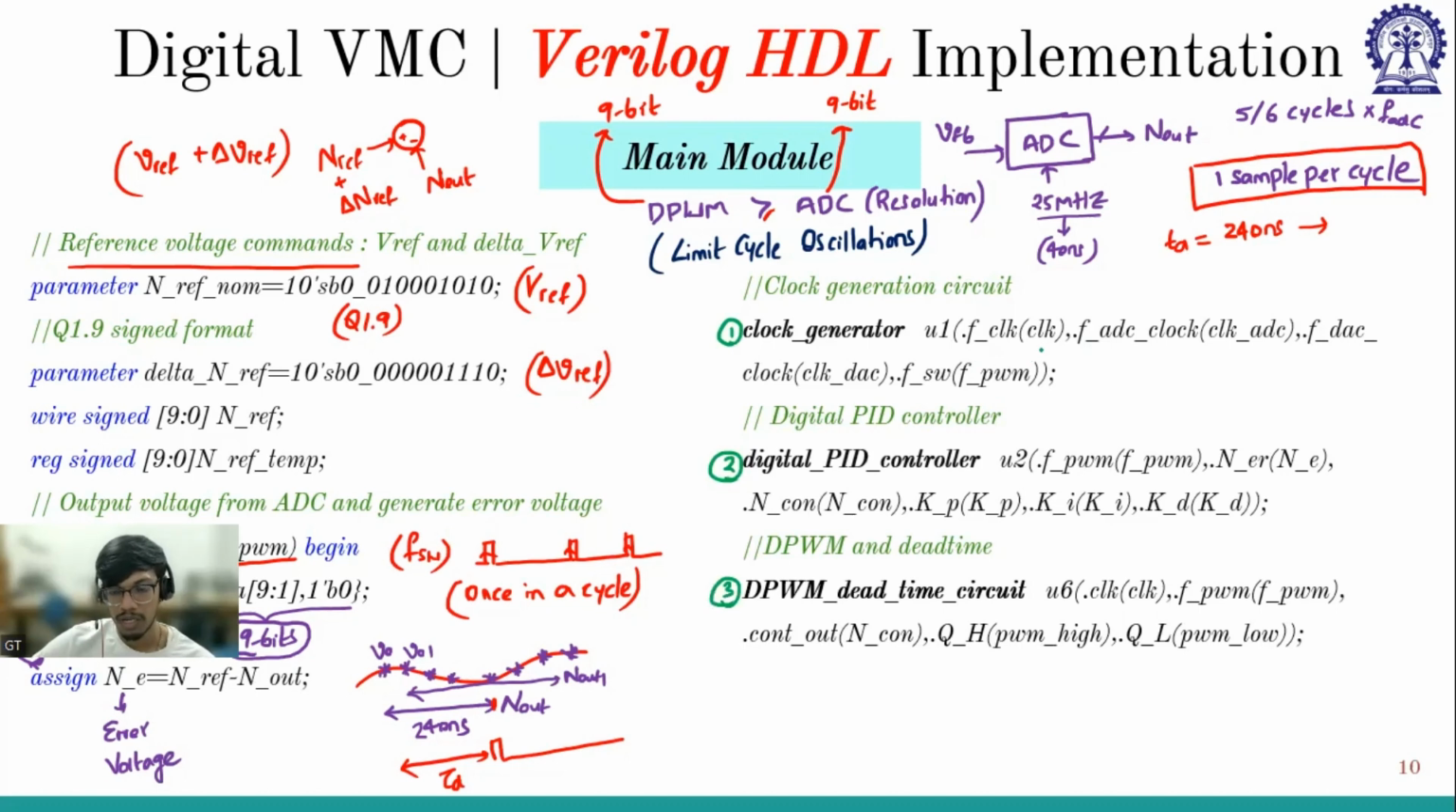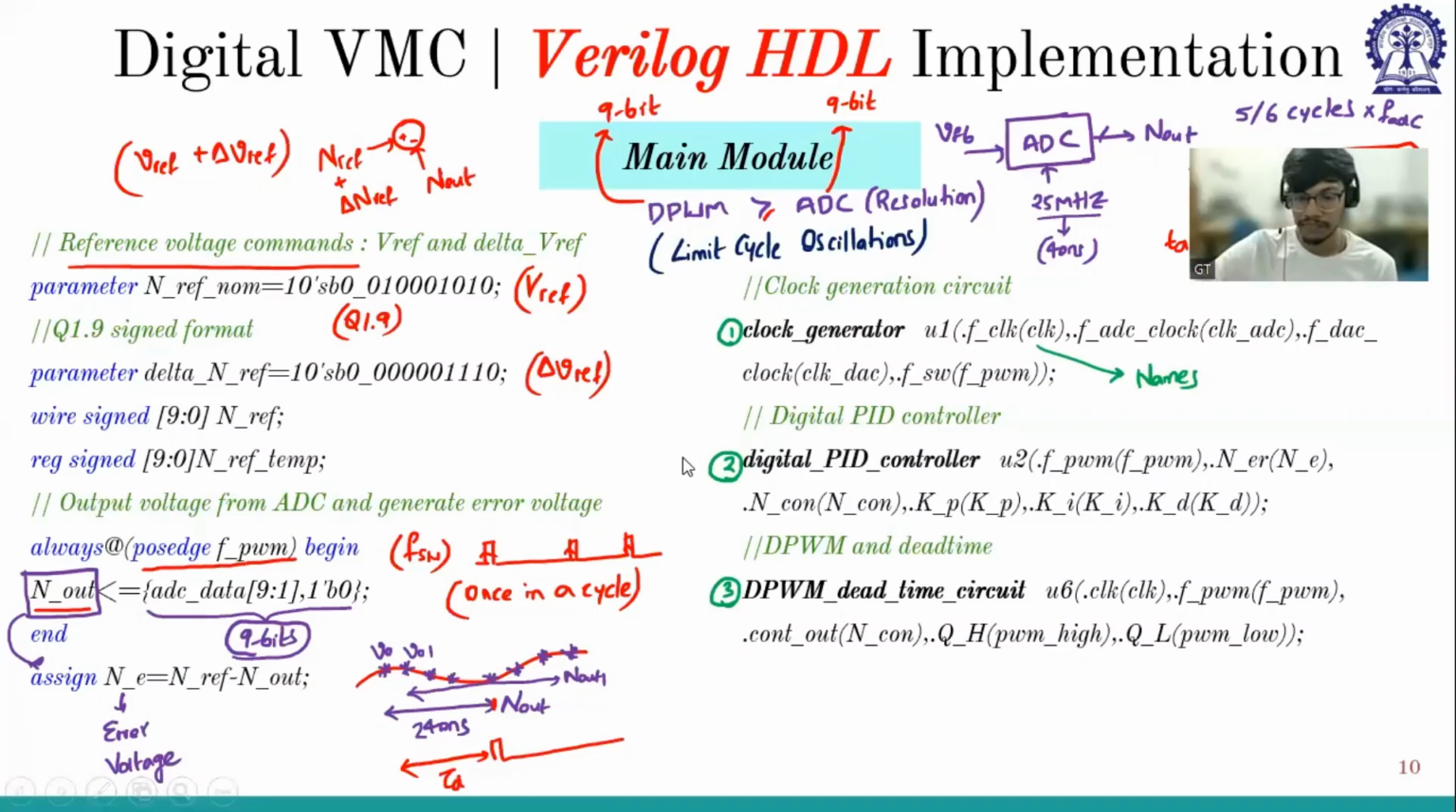We are using the external signals by names. If you see dot F clock of clock, dot F ADC clock of clock ADC, dot F DAC clock of clock ADC. We discussed this last week, how to write this. So we are instantiating 3 modules.